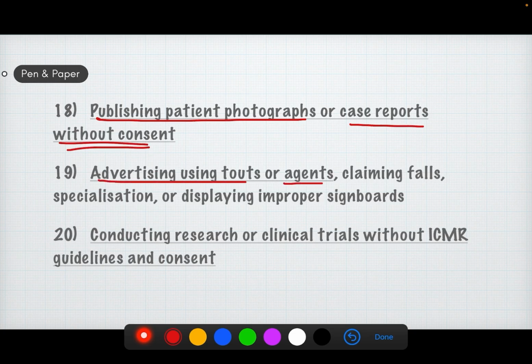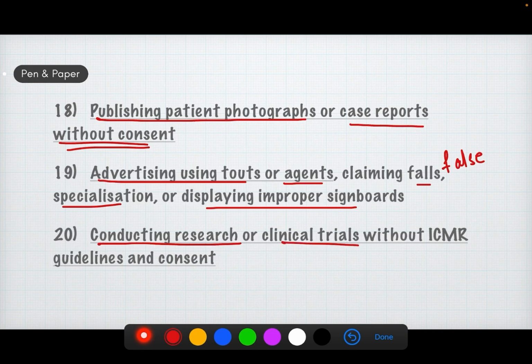Advertising using touts or agents, claiming false specialization or displaying improper signboards. So what does this point mean by touts? Touts are persons who are not doctors and act as agents or middlemen for commission or reward. So promoting a doctor or hospital by using middlemen, that is touts, who bring patients in return for money, commission or benefits, is included in the professional misconduct.